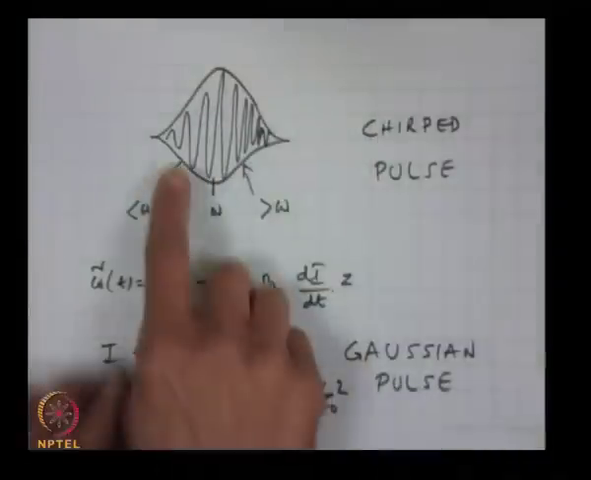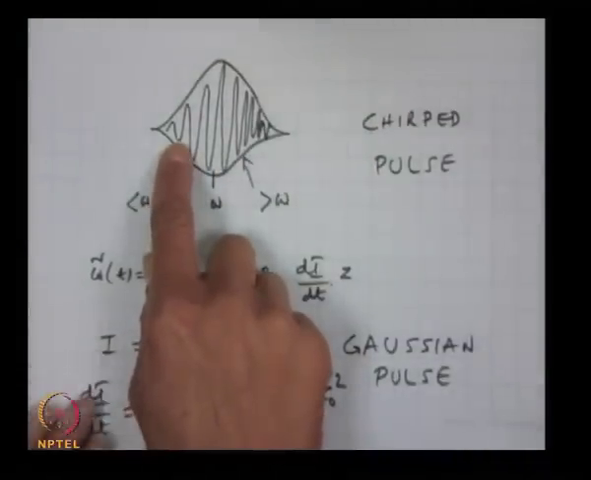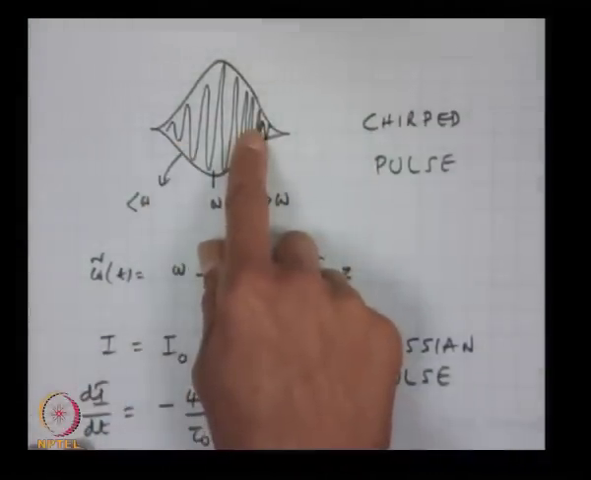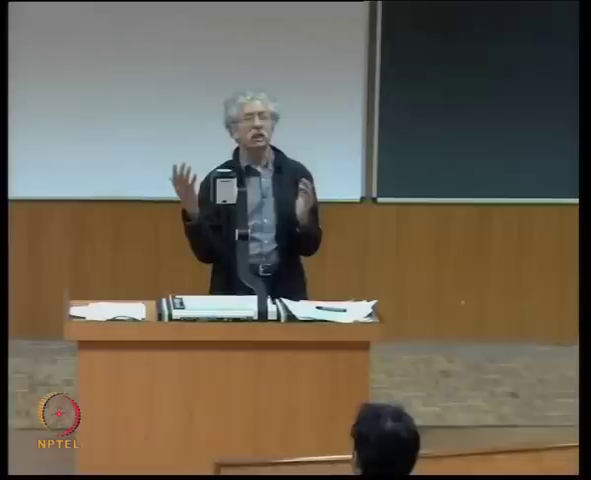Now how do I compress this pulse? I must pass it through a medium in which the higher frequencies travel faster than the lower frequencies. So what will happen is this will get compressed. This portion of the pulse should travel slower compared to this portion of the pulse. So the leading edge is slowed down slightly, the trailing edge is made faster, and the pulse will compress. So I need a medium in which there is a strong dispersion.